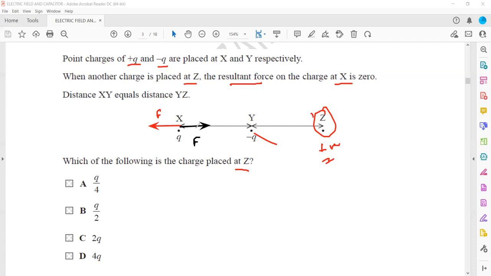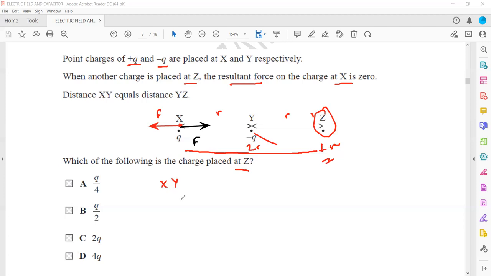So what will be the force between X and Y? How will we work it out? If we say the distance between X and Y is R, and because they mentioned X, Y and Z are equally spaced, between X and Z it will be 2R. But we want the force to be the same. We don't want to change the force, so the charge at Y is pulling the charge Q at X, and the charge at Z is pushing the charge at X.